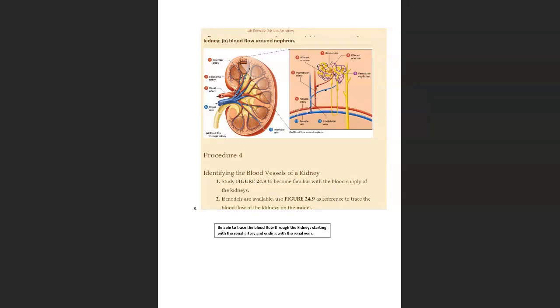The interlobular artery is also referred to as the cortical radiate artery. The reason for that naming is because it radiates up into the cortex, so that's why it's called the cortical radiate artery. So here's the cortical radiate artery, which is the same thing as the interlobular artery.